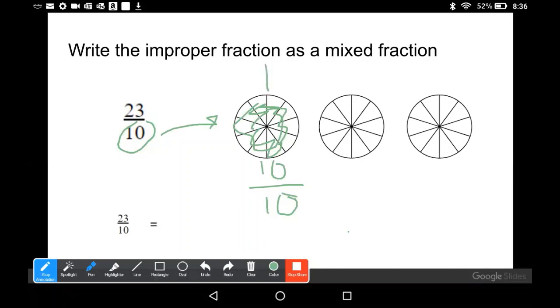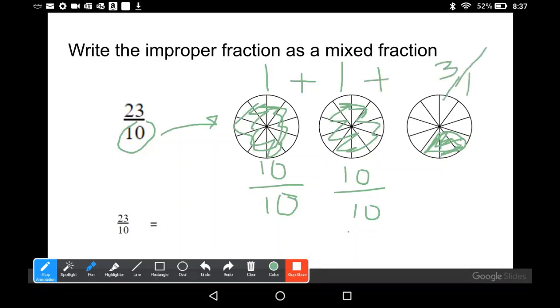Okay, so I've got 10. And then I look and say, how many more do I need to color in? Can I color in another 10? Yes, I can. That gives me another 10 tenths. So I've got 20 tenths so far. How many more do I need to color? I need 3 more. So I have one whole one, and then I have 3 out of 10 still left.